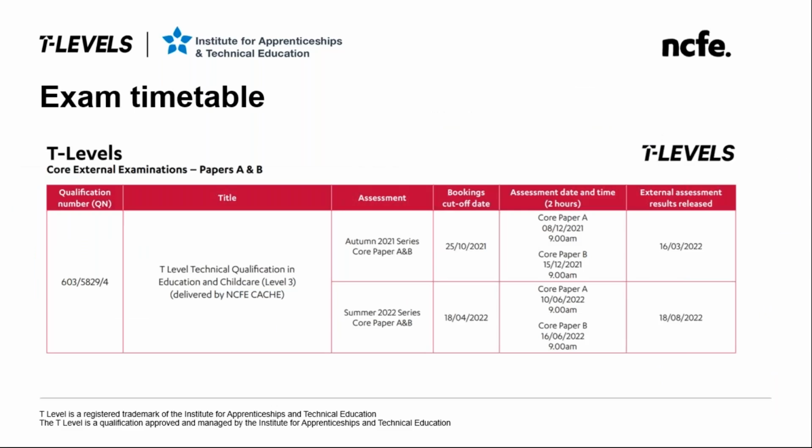This is taken from the timetable you'll find in the section I've just showed you on the previous slide for the core components external examinations. You can see the booking cut-off dates, the exam dates, and the times when the results will be published. It shows this for Autumn 21 and Summer 22 series for Education and Childcare. I would suggest your students should have all the core content delivered by the time the summer dates arrive, and there will be resit opportunities in the Autumn 22 and Summer 23 windows if required.